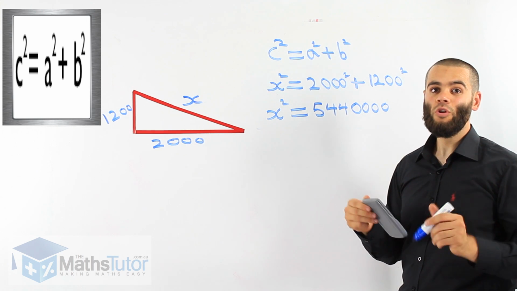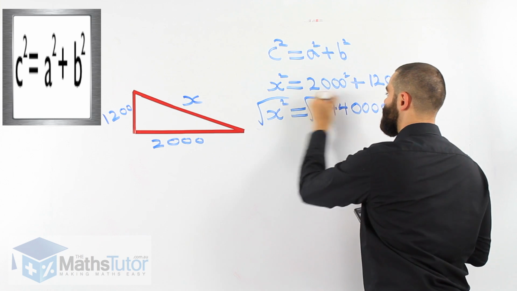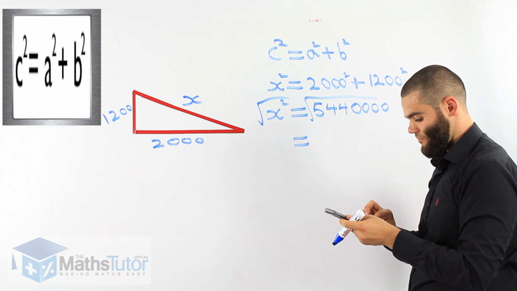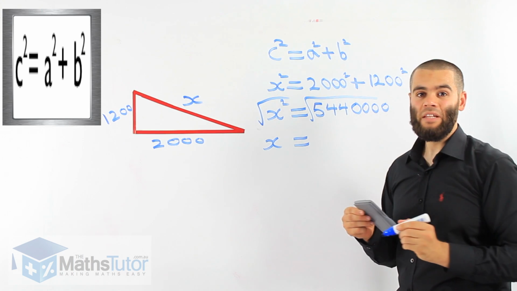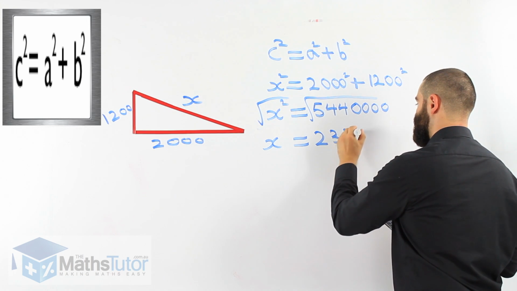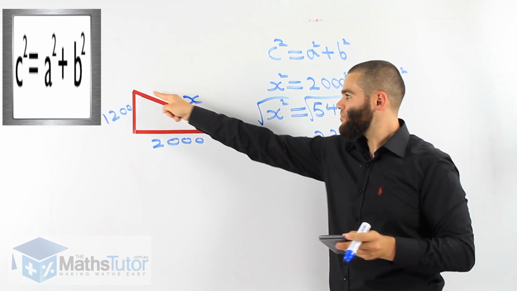Now, x squared equals 5,440,000. What are we going to do? We have to square root to get x because we only want x. So we square root our answer, to the nearest millimeter. Our answer is 2,332 millimeters. So the length of our brace is 2,332 millimeters.